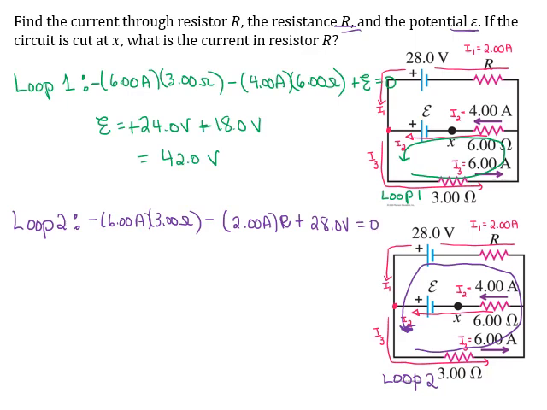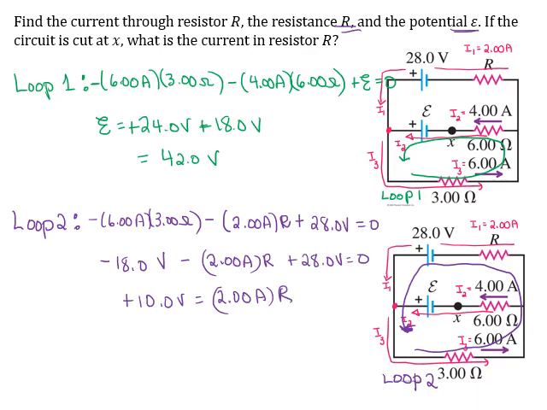So minus 6 times 3 is minus 18 volts. Minus 2 amps times the resistance R plus 28 volts equals 0. Minus 18 and 28 gives us plus 10 equals 2 amps times the resistance R. So our resistance R is 10 volts over 2 amps, or 5 ohms. Okay, that's that part done.